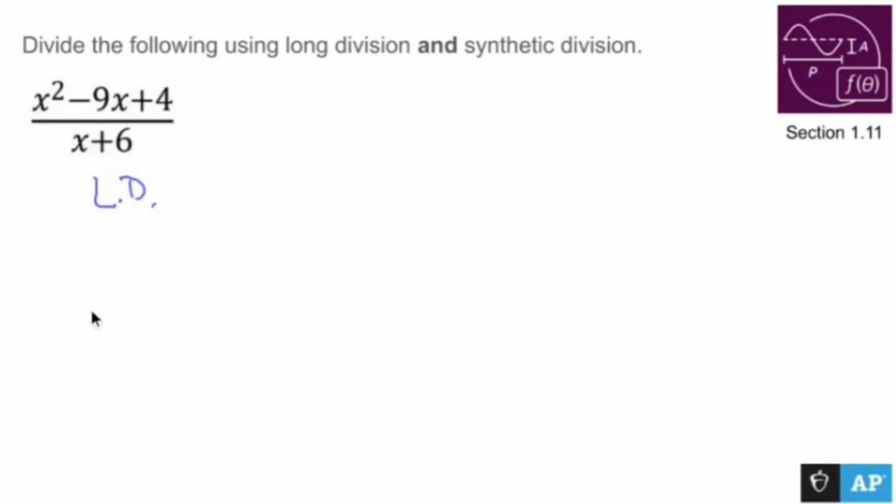Let's do long division over here. The way you set up long division is you put the denominator on the left, you put the numerator right here, and then your quotient is going to be what you get up here. So let me write this out.